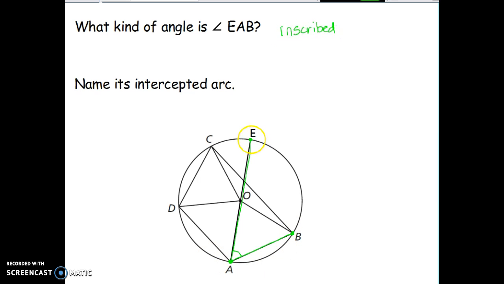And the intercepted arc goes from E to B. Again, this is less than 180 degrees, so it's a minor arc. So we only need 2 letters to name this arc.